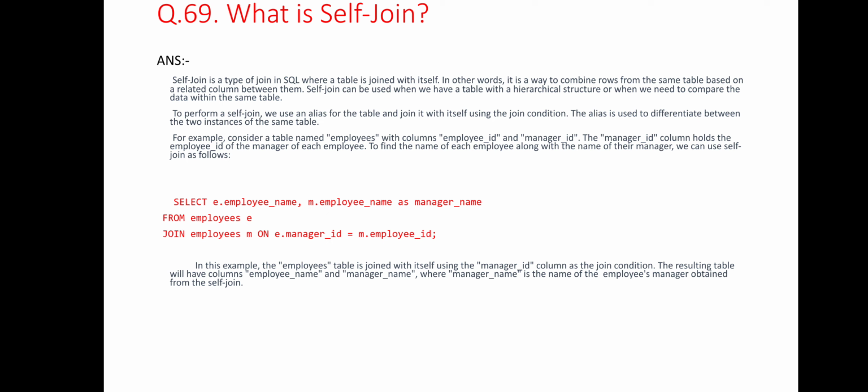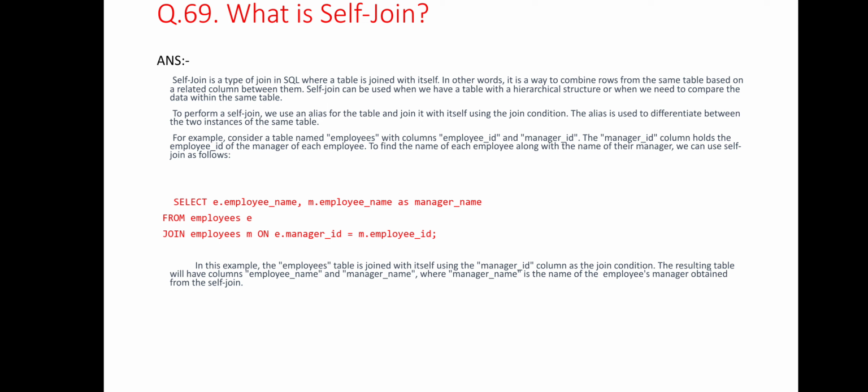For example, consider a table named employees with columns employee_id and manager_id. The manager_id column holds the employee_id of the manager of each employee. To find the name of each employee along with the name of their manager, we use self join as follows. Select e.employee_name, m.employee_name as manager_name from employees e join employees m on e.manager_id = m.employee_id.